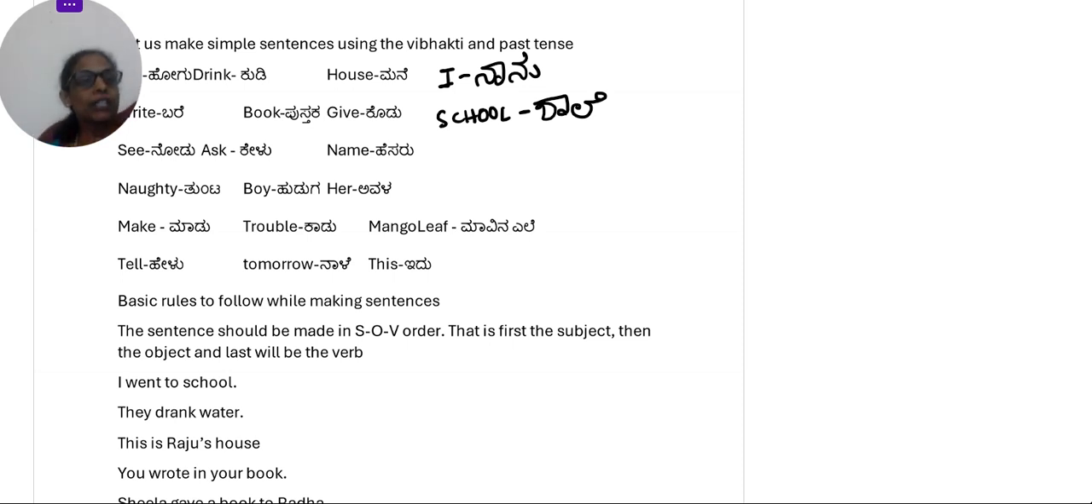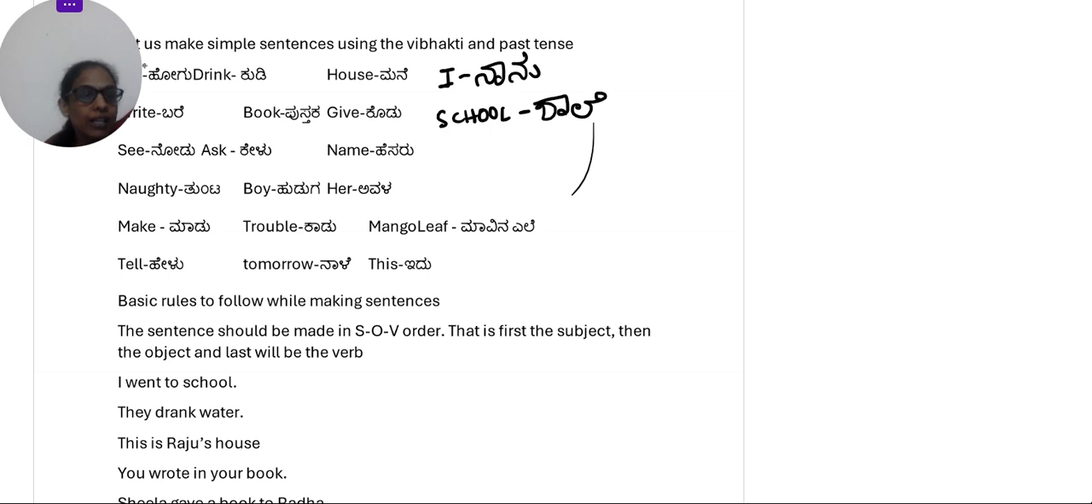Now here you can see a table. This table lists all the words that are necessary in Kannada. And one more thing is we have to follow a basic rule where the sentence will be formed in the SOV order. S is the subject. First we have to write the subject, then we have to write the object and then comes the verb. So this is the order we have to follow while forming sentences. Now let us get into the sentences.